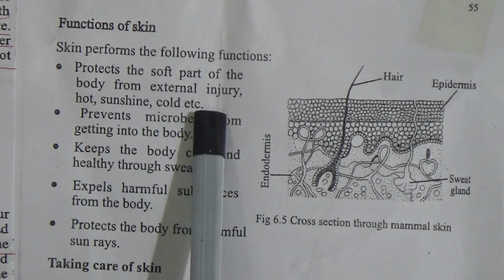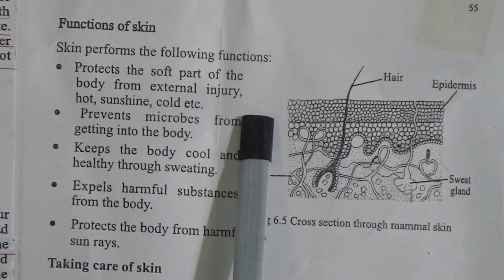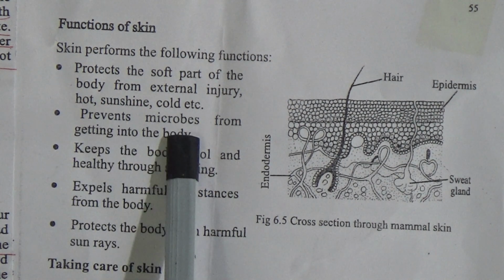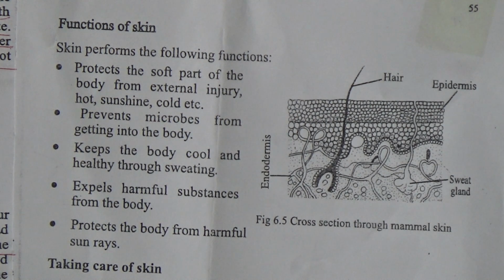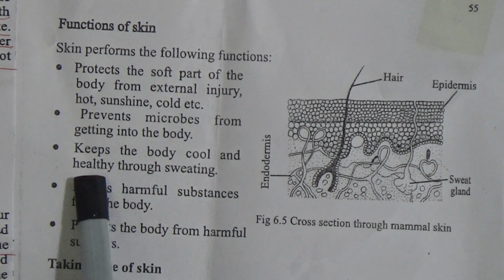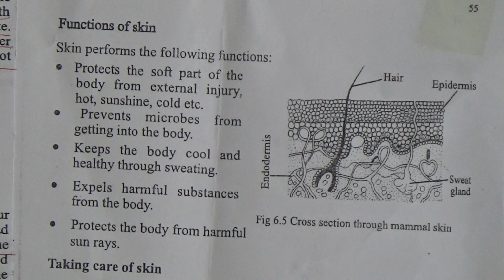Now, function of the skin. Skin performs the following functions: Number 1, protects soft parts of the body from external injury, heat, sunshine, cold, etc. Number 2, prevents microbes from getting into the body. That means it protects our body from microorganisms like viruses and bacteria. Number 3, keeps the body cool and healthy through sweating. When we feel too hot, our body sweats, and after sweating our body cools down because it removes the heat from our body.